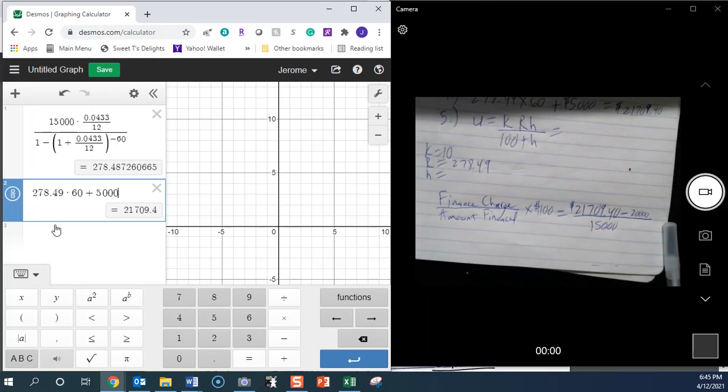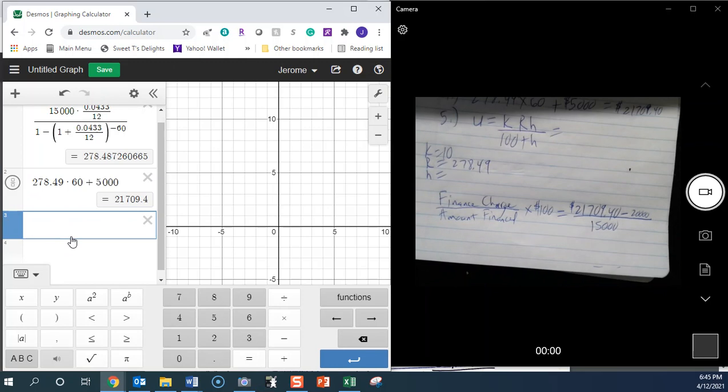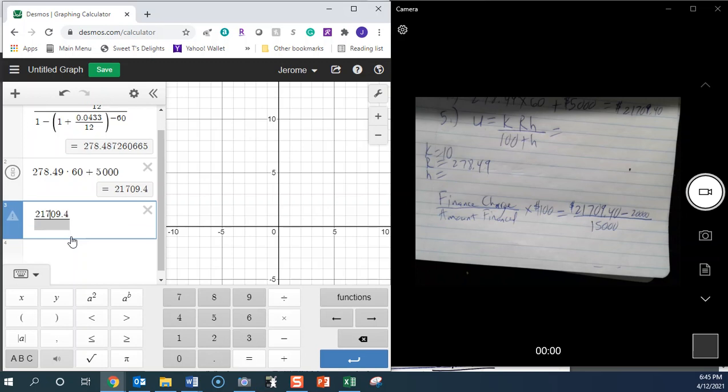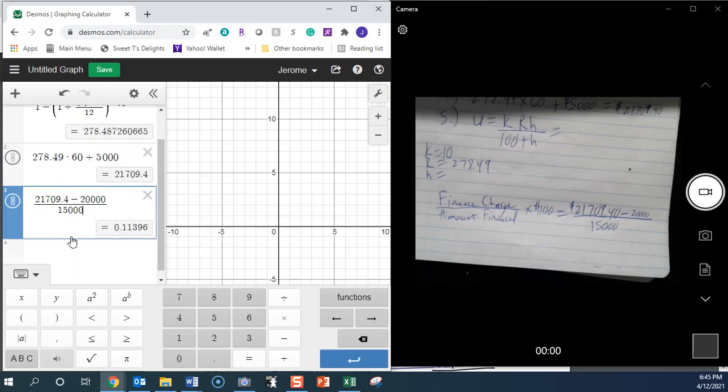Now we put this in our calculator. So we have 21,709.40. I'll put that division there. Minus the 20,000 divided by the 15,000.